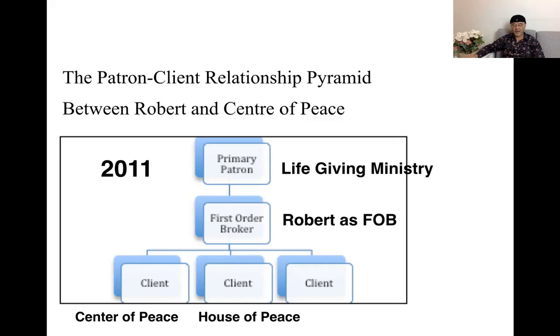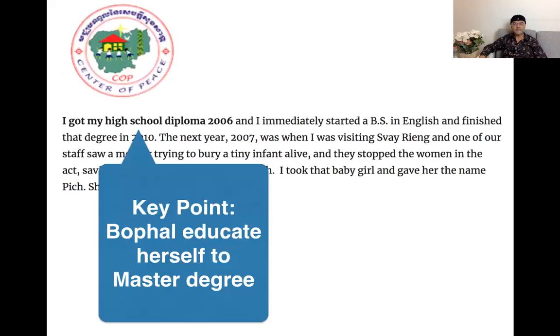So for 3 years, I lived with, I think, something like 18 orphans. Here, in 2006, this is Bopar's writing: "I got my high school diploma in 2006, and I immediately started a bachelor's in English and finished the degree in 2010."